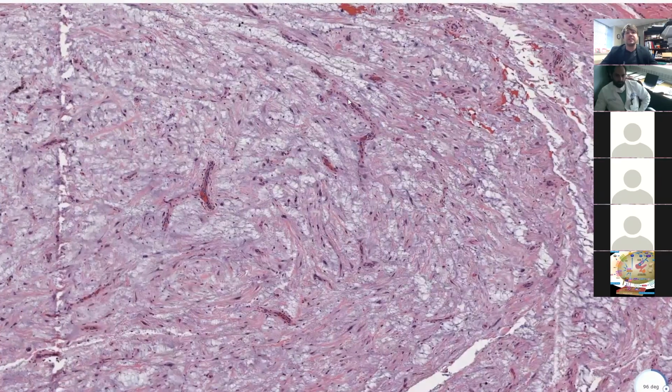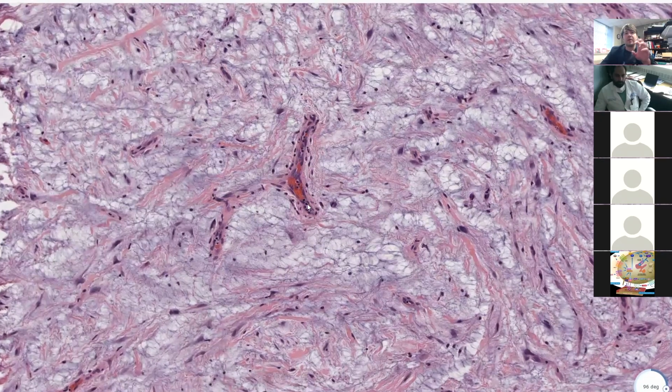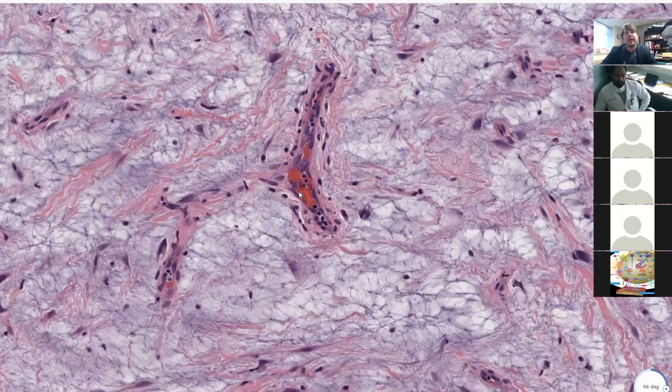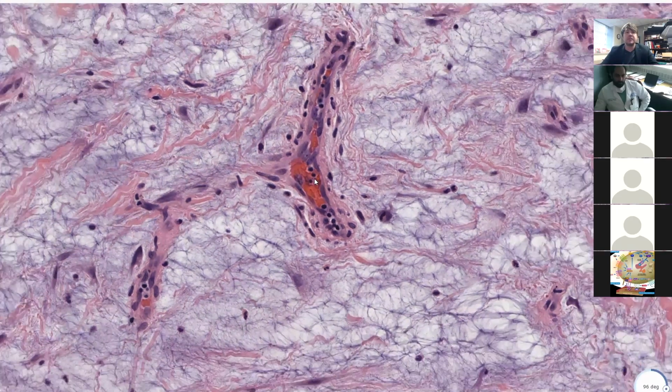I think it stands out, these vessels. The vessels are branching, these prominent branching blood vessels. And the vessels have a nice bland endothelium and a kind of thin wall, but there's definitely still a vessel wall there that you can see.